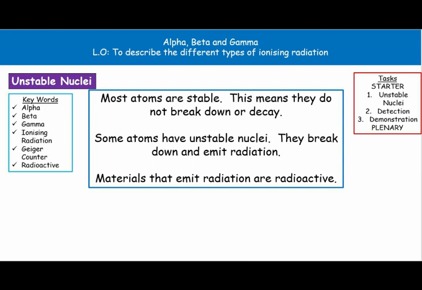What we're going to do now then is delve a little bit deeper into these actual atoms themselves. Now, if we think about most atoms, then we can describe them as being stable. So what that means is that they're not going to break down or decay. However, there are some atoms that have what we refer to as an unstable nuclei. So these are the ones that are going to break down, and when they do this, they're going to emit radiation. So any material that emits radiation are described as radioactive. So make sure you've got those 5 sentences written down in your book. I'll just give you another minute and a half to get that done.